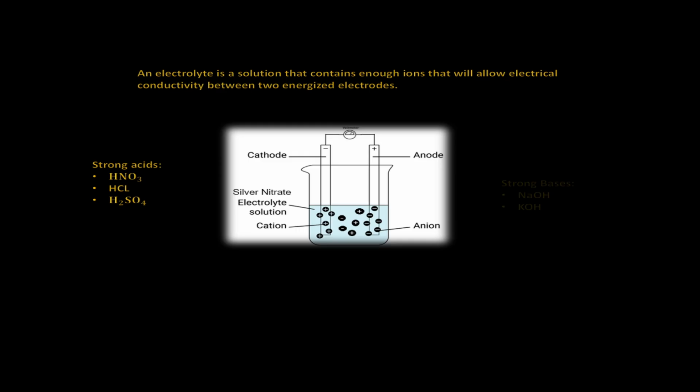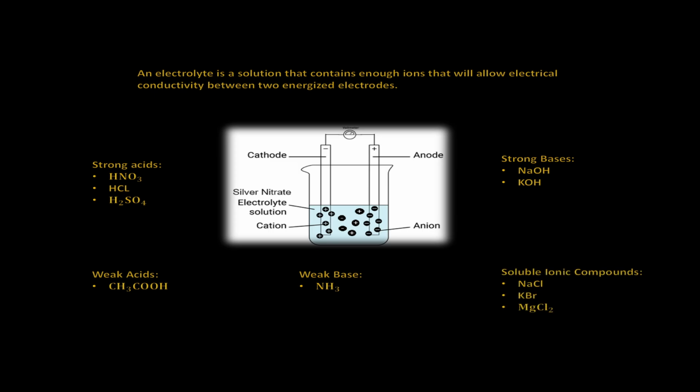Other solutions such as strong bases, for example sodium hydroxide and potassium hydroxides, are commonly used as electrolytes as salt bridges. This includes weak acids and bases. Examples would be acetic acid and ammonium nitrate solutions. Soluble ionic compounds of sodium chloride, potassium bromide, and magnesium chloride solutions all act as electrolytes. The migration of elements within an electrolyte solution is the basis for metallic plating techniques, as well as battery technologies, precipitative analysis, and electro-refining of metals.